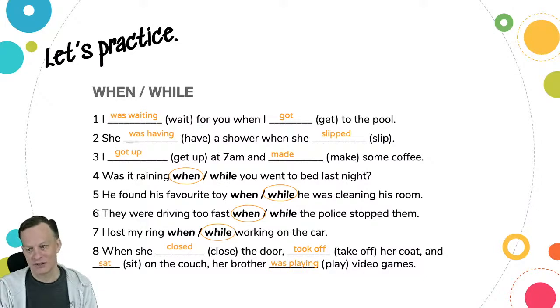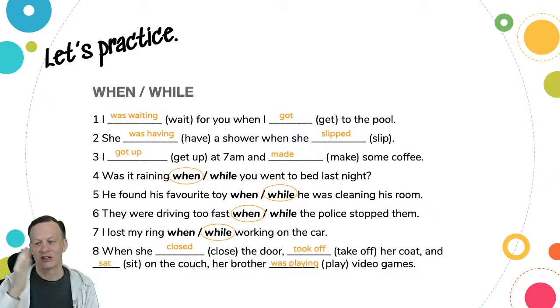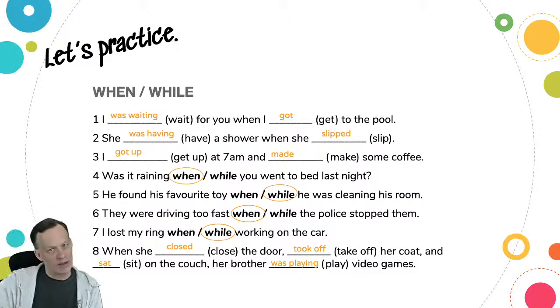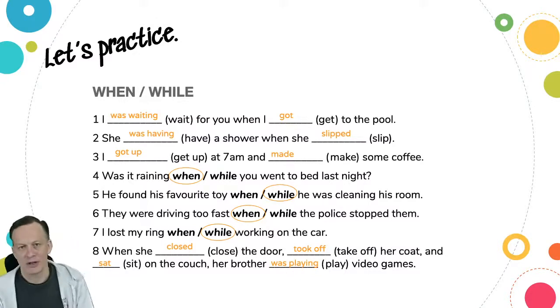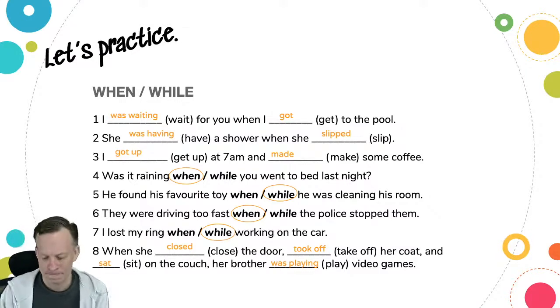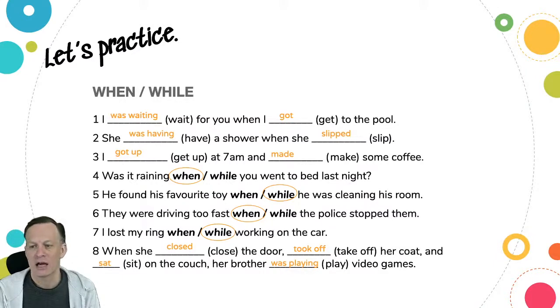was playing video games. So again, succession. She closed the door, took off her coat, and sat on the couch. Her brother was playing video games that whole time. When she did 1, 2, and 3, he was playing video games. Probably on the couch. Okay? Have you got any questions about when or while?